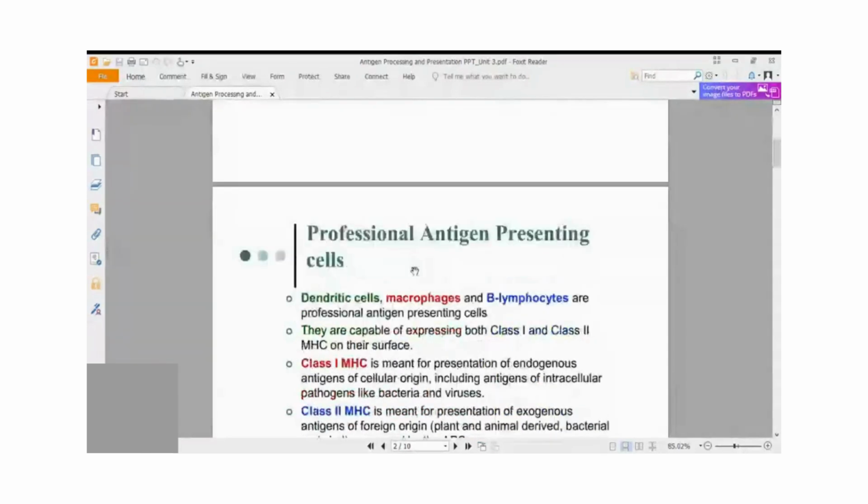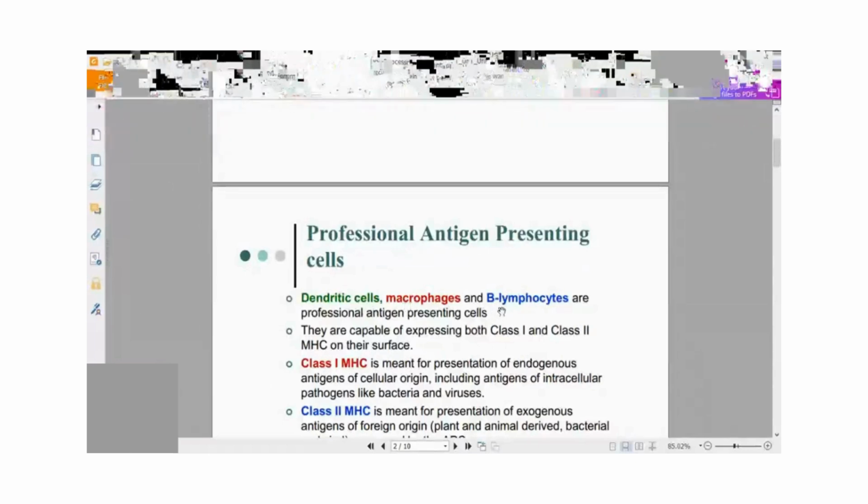First, the professional antigen presenting cells. Means they're only processing of the antigen and presentation. Of course, there is B lymphocyte, which does both production of antibodies. At the same time, it also has the ability to process the antigen. Now, professional antigen presenting cells are dendritic cells, macrophages, and B lymphocytes.